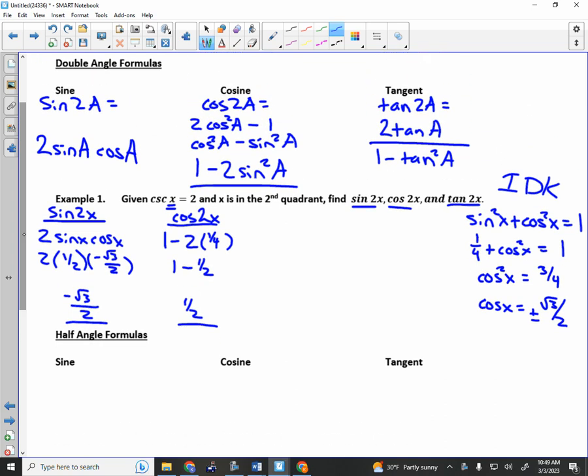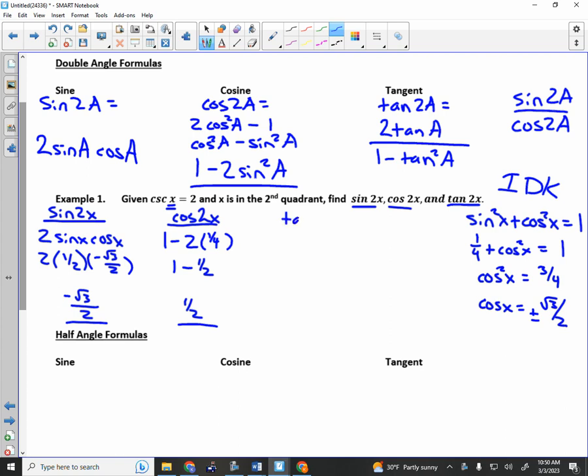And now I like to do the tangent formula, but I don't actually use the tangent formula. I have an easier option. Tangent of a double angle is equal to that, but it's also just equal to sine of the double angle divided by cosine of the double angle. So once you find each double angle, you can simply just divide them.